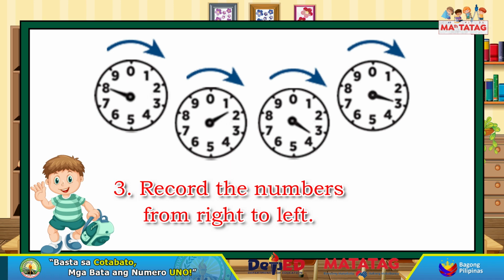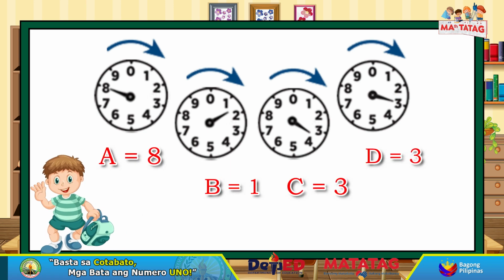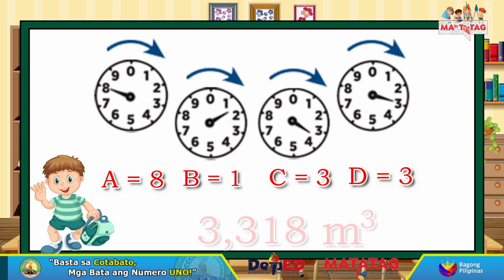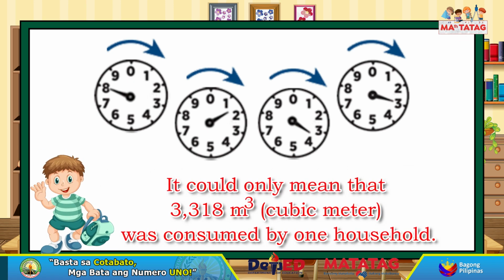For the last step, record the numbers from right to left. Since we have the number to each of the dials from step 1 and 2, just arrange them. Rewrite starting from D up to A. So, we have 3,318 cubic meter. Now, how can you interpret all of these dials? It could only mean that 3,318 cubic meter was consumed by one household.